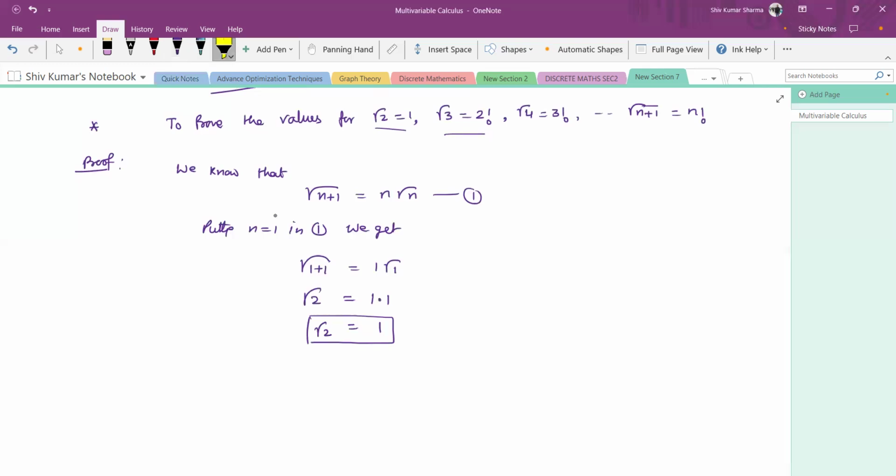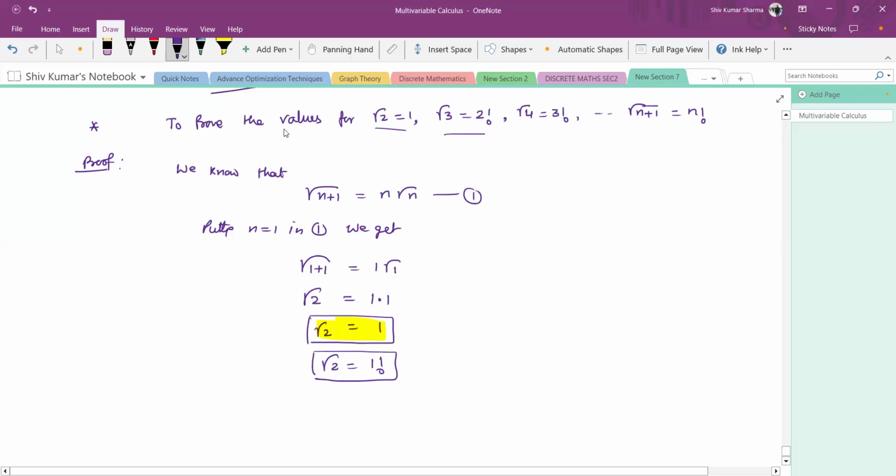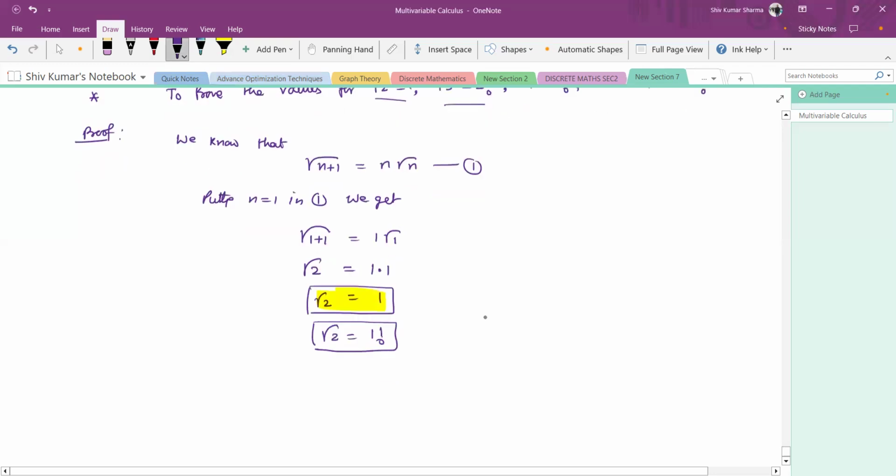Gamma 2 equal to 1. So we can say that this 1 is equal to factorial 1. So you can write it in another term, that this is equal to factorial 1. Now we shall prove gamma 3 equal to factorial 2.